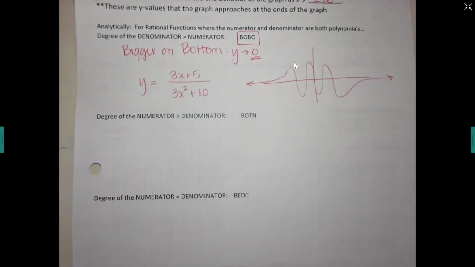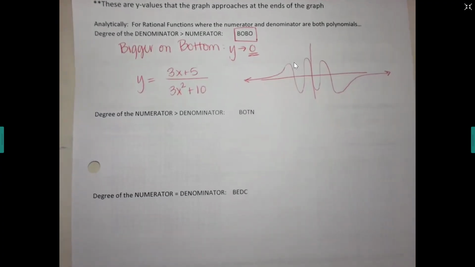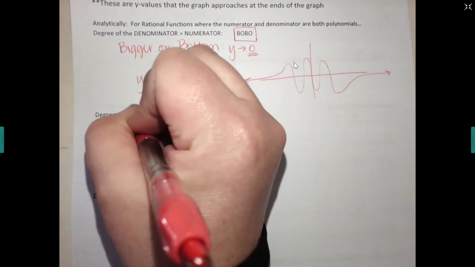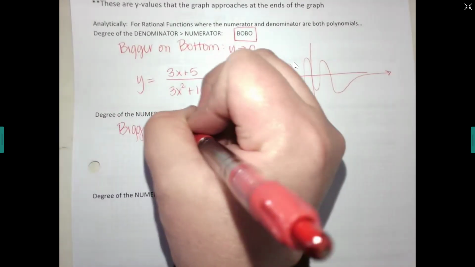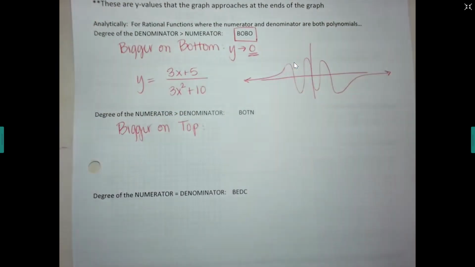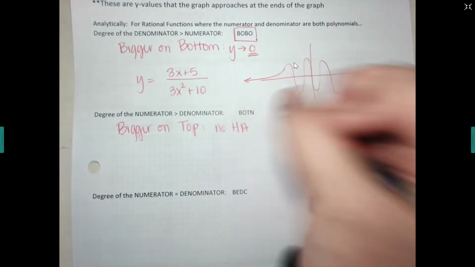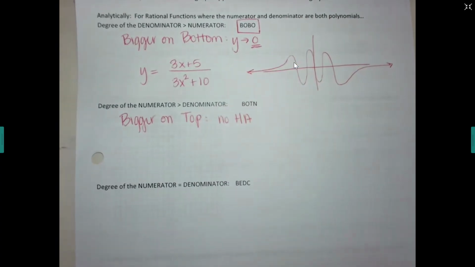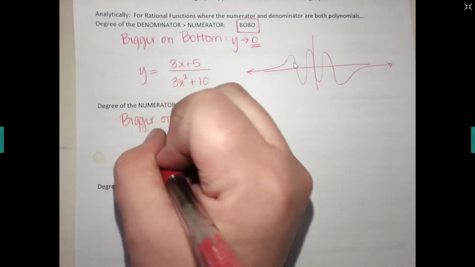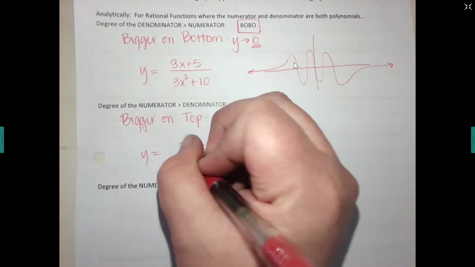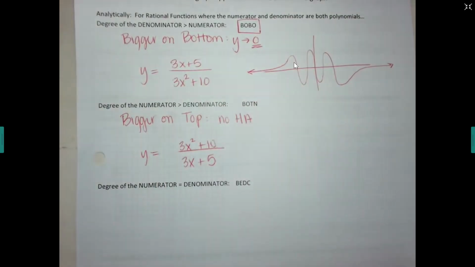Okay, the next one is BOTN. So BOBO's bigger on bottom. What do you guess the beginning of BOTN is? Very good guess. Bigger on top. Okay, if it's bigger on top, you have no horizontal asymptote. So take the equation that you wrote for your first example and just flip it upside down. Because now we want the bigger x to be on top. So I'm going to put the 3x squared plus 10 on top, a 3x plus 5 on bottom.